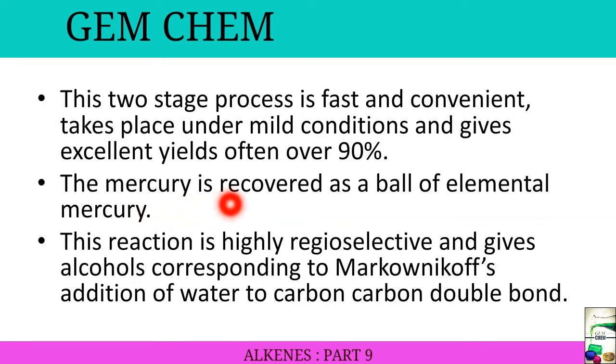Now the mercury is recovered as a ball of elemental mercury at the end of the reaction. So the alkene is added at room temperature to an aqueous solution of mercuric acetate, diluted with solvent tetrahydrofuran, that is THF. Then the reaction is generally complete within minutes. And so the organomercurial compound, that is the intermediate, is not isolated, but is simply reduced in situ by sodium borohydride. And this reaction is highly regioselective and gives alcohols corresponding to Markovnikov's addition of water to the carbon-carbon double bond. So it follows Markovnikov's rule.